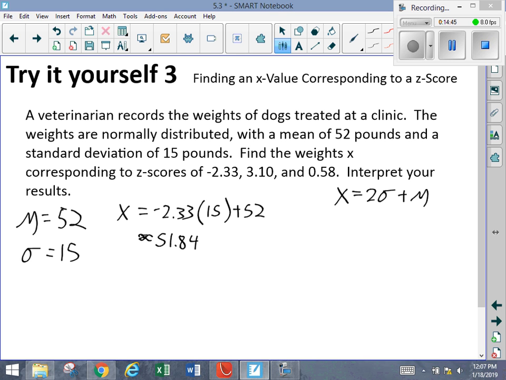So if we want to interpret that in context, I'd kind of like to know what percentile that's at, right? I'd like to be able to say, hey, what that means is that a dog that's that many pounds, it means that a dog that is that heavy is heavier than a certain percentage of all dogs. Okay? In order to find that, I could figure out what the z-score is.